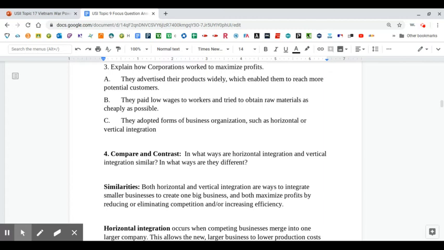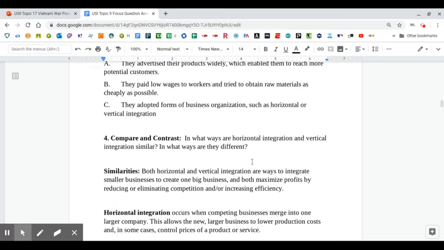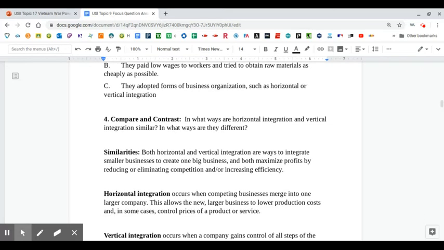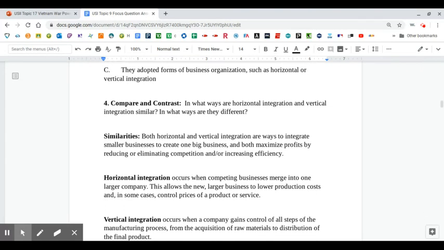They adopted forms of business organization such as horizontal and vertical integration, which we'll take a look at in a little more detail as we move forward. These two techniques help them once again to maximize profits. All right, so let's take a look at the things that are similar and different between horizontal and vertical integration.